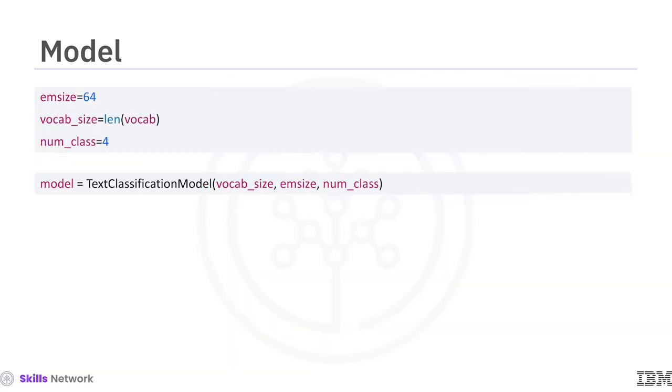Now, create an instance of the text classification model with specified vocabulary size, vocab size, embedding dimension, emsize, and the number of output classes, num class. Now make a prediction using the text indices and the offsets and assign it to predicted label.